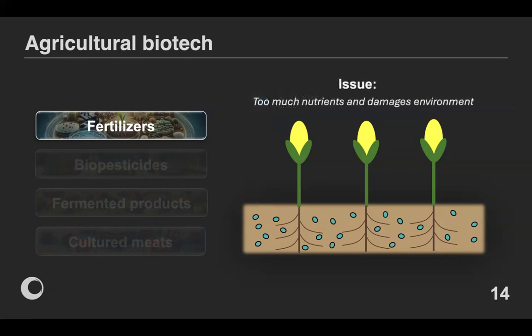Now, the issue with a lot of these synthetic fertilizers is that oftentimes they can introduce too much nutrients and introduce runoff and actually start damaging the environment. And so we need to find a way to actually make sure that only the right amount of nutrients are available to the crops at the right time.